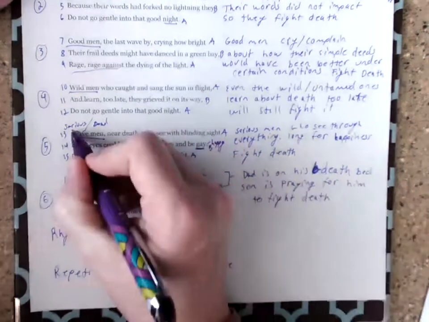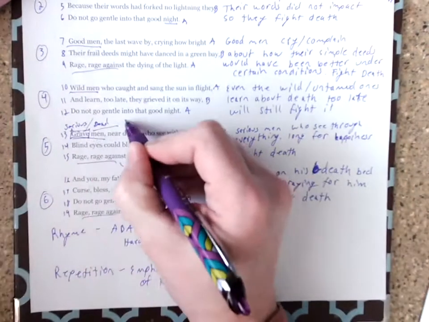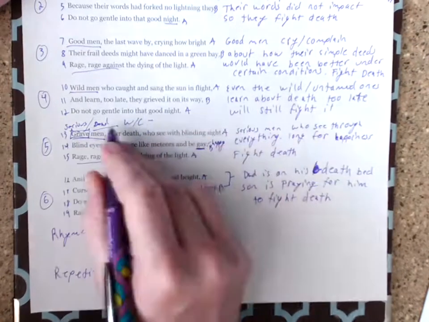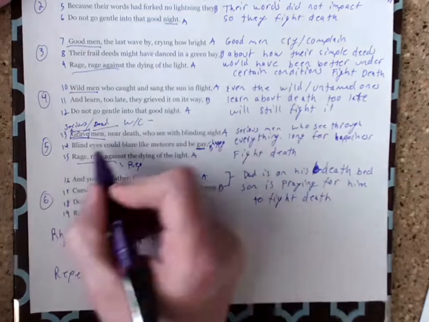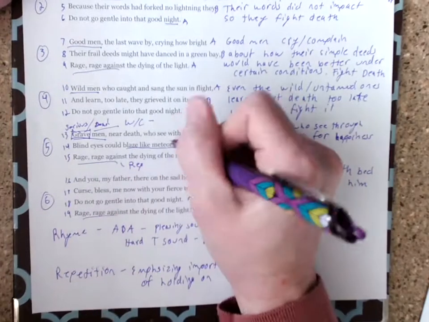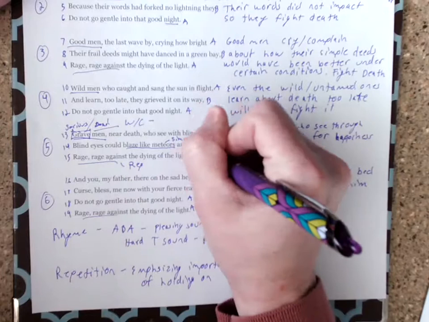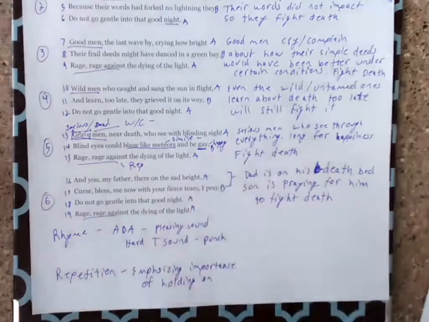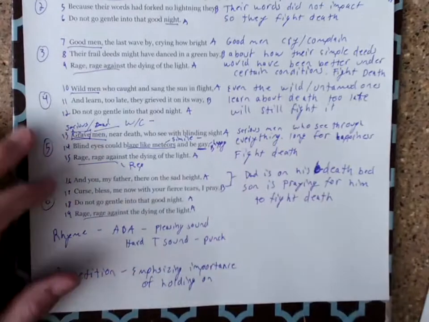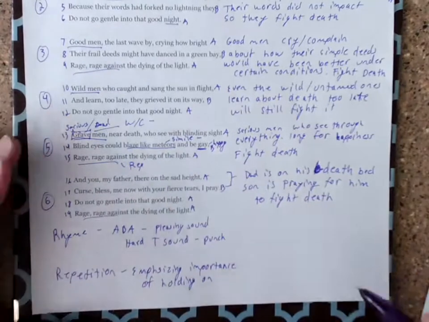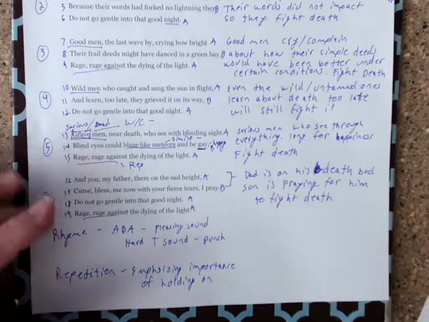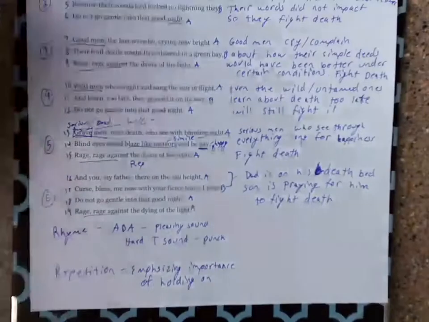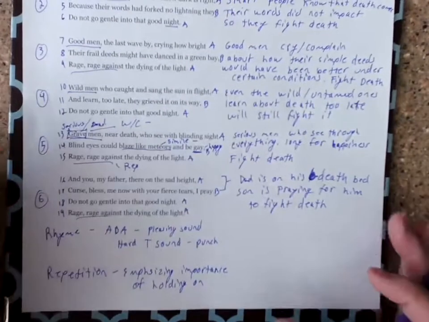I might focus on word choice like "brave men." That's a pretty solid word choice right there, to focus on the serious and the dead, right? "Blind eyes could blaze like meteors." We've got a simile. And then I don't want to just leave it as a simile. I want to put a word or something there to explain what I think it might be doing, and so on and so forth. So that would be the device or the connotation, focusing on all those different devices. I can go on, but this gives you an idea of how you should do it.